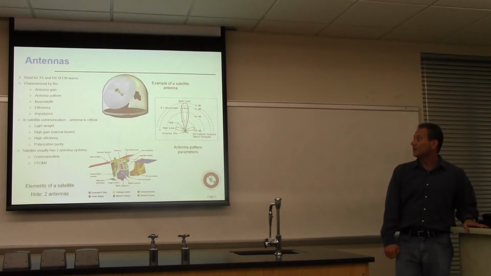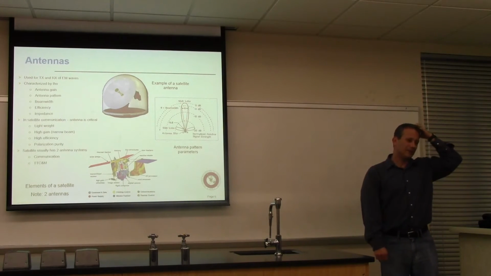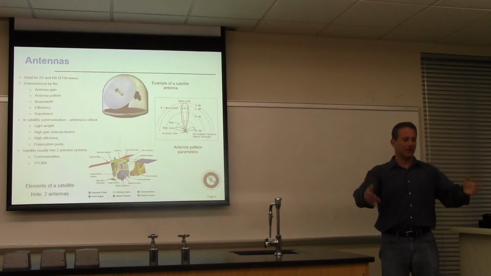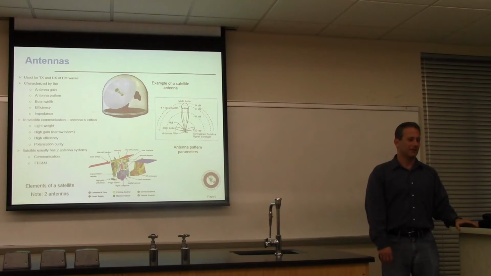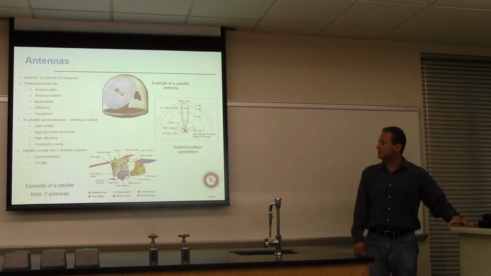So that's why, even though when you look at it at the end, it just looks like a piece of tin or whatever they're made of, it actually is the make or break point of every communication system. So satellite antennas are very important pieces of the communication system.